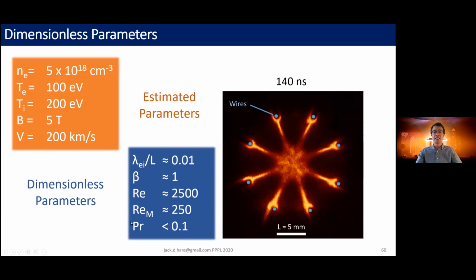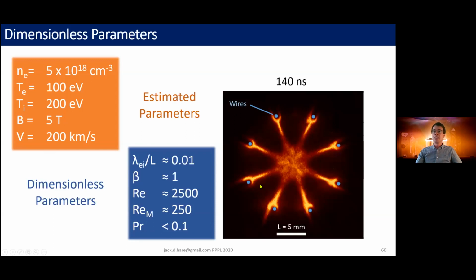And this is quite interesting because this combination of a Prandtl number less than 1 and a beta on the order of unity is again exactly the conditions that we expect in the solar convective zone. So we may be able to study MHD, collisional fluid magnetized turbulence, which is relevant to the convective zone in the sun, using these sorts of experiments.